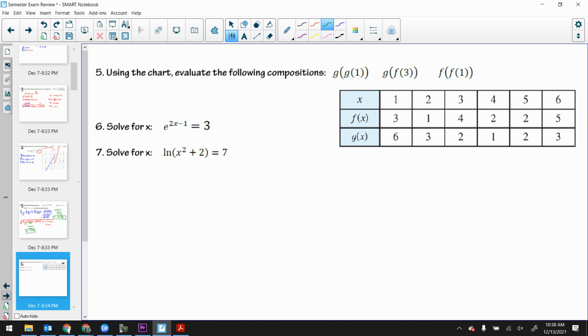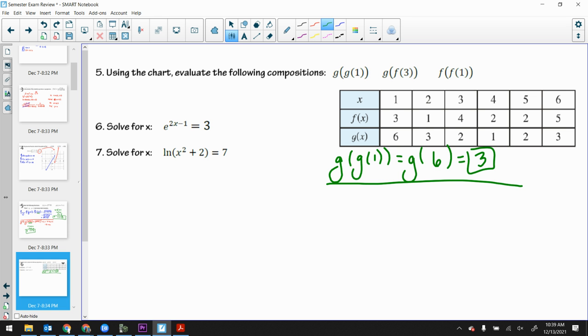Number 5, 6, and 7 there. Using the chart, evaluate the following compositions. Oh yeah, this is fun. This is the one where I find g of 1 and then plug that into g, right? So what is g of 1? If the x value is 1, g is 6. And what is g of 6? 3. So g of g of 1 is 3.